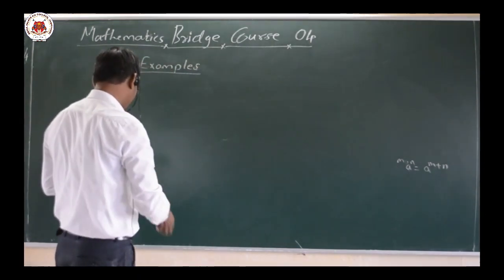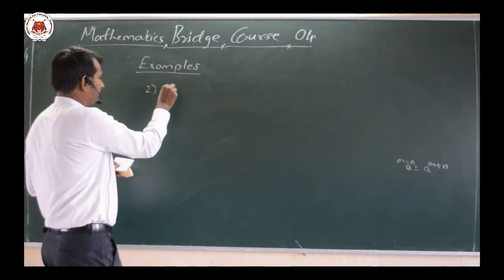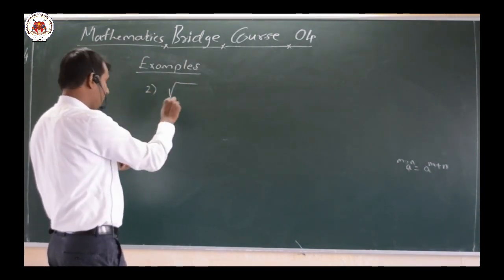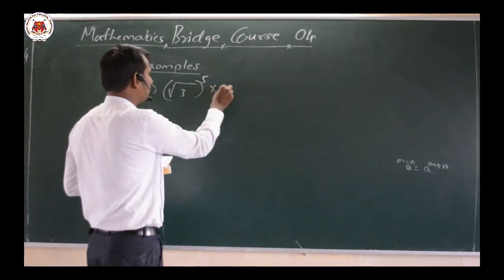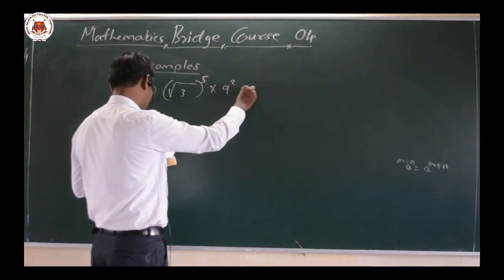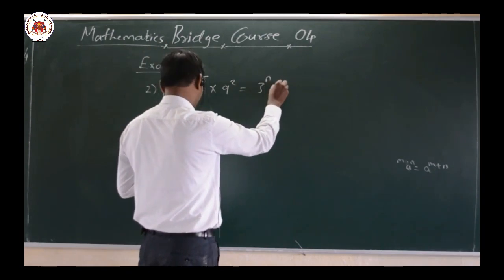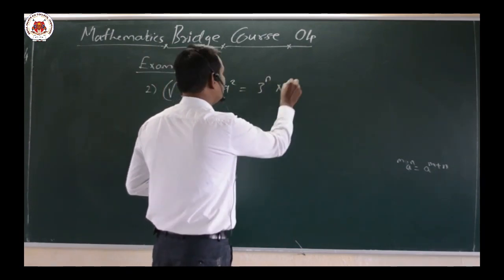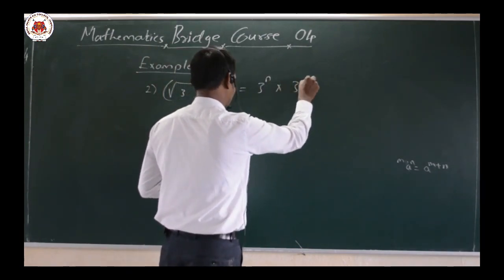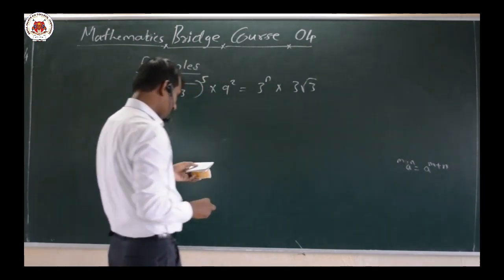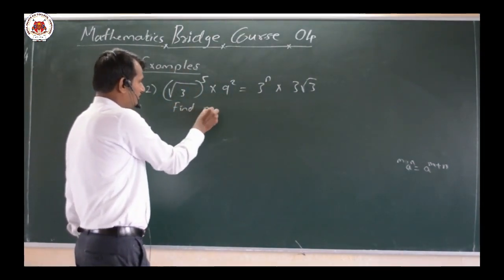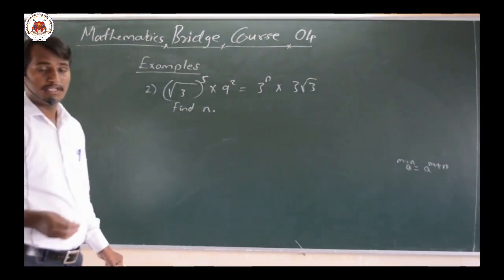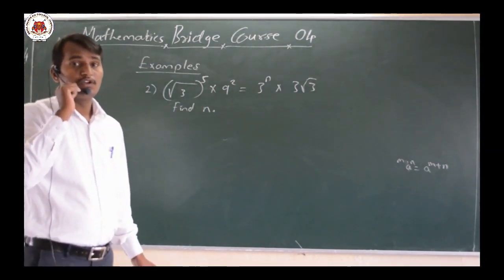Second example is: (square root of 3) whole to the power of 5 into 9 squared equals 3 to the power of n into 3 root 3 into 3 root 3. So now what we are required to find is n. Find n. It is a very simple example. It may be asked in your competitive exams.